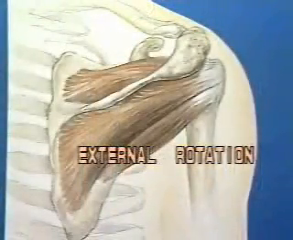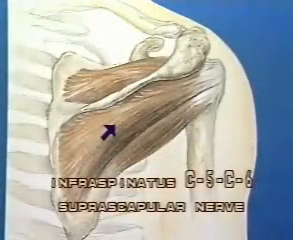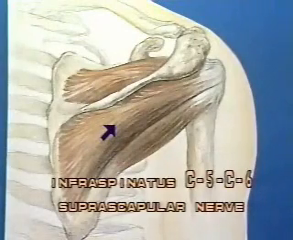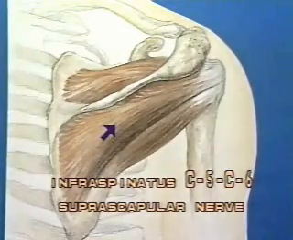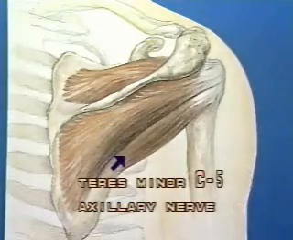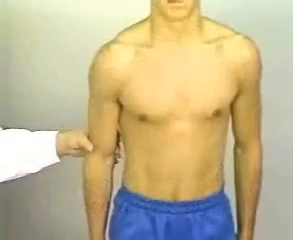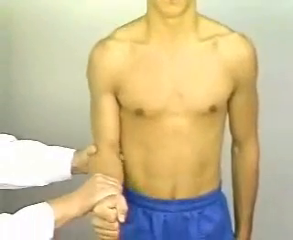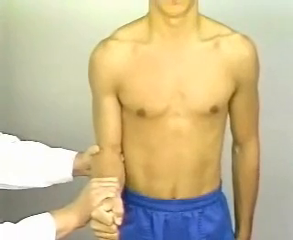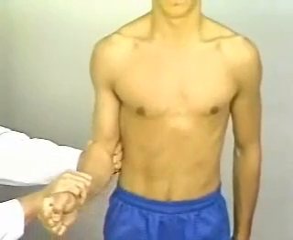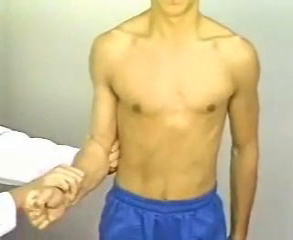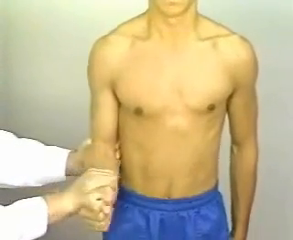External rotation. Primary external rotators: infraspinatus, C5-6 suprascapular nerve, teres minor, C5 axillary nerve. Maintaining the patient's arm in the same neutral position, apply resistance to the dorsal aspect of the distal forearm as the patient attempts to turn the forearm away from the body.